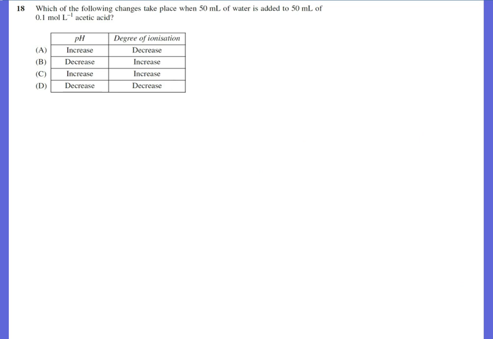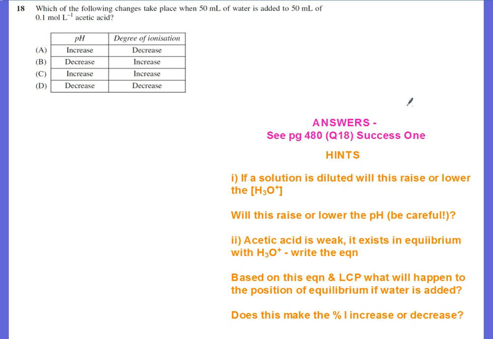This next question, I think, is the last question in our set. It's got a little table here. It says, which of the following changes take place when 50 mL of water is added to 50 mL of 0.1 mole per liter acetic acid? Now, have you got the question? Pause the video. If you want to check your answer or you're stuck, you can press play. So pause the video now. Okay, if you want your answers, see page 480, question 18 of Success 1.